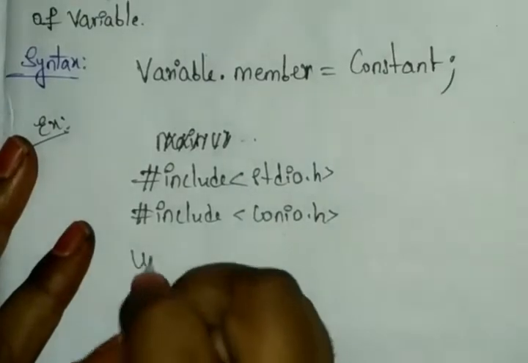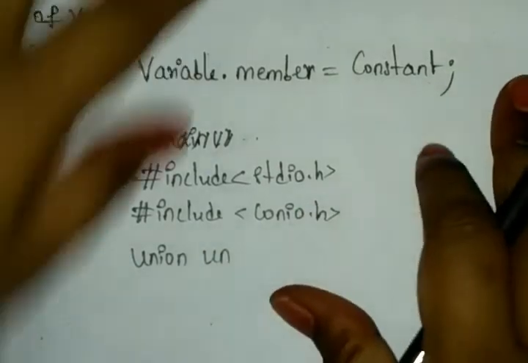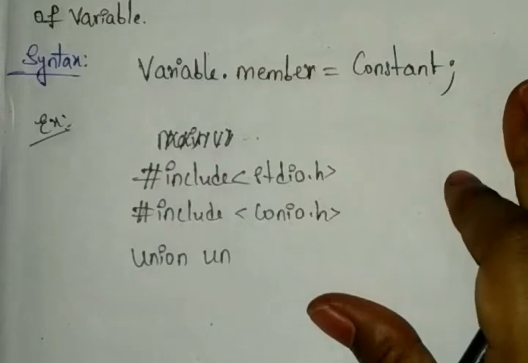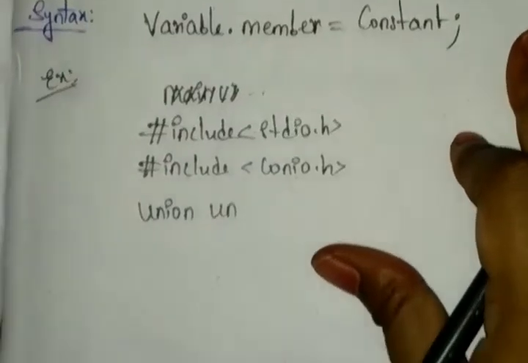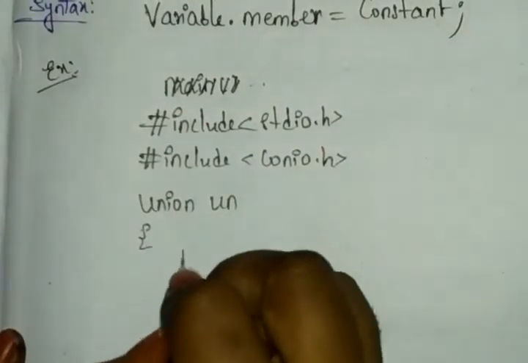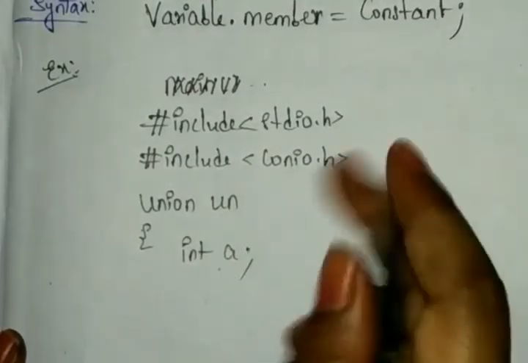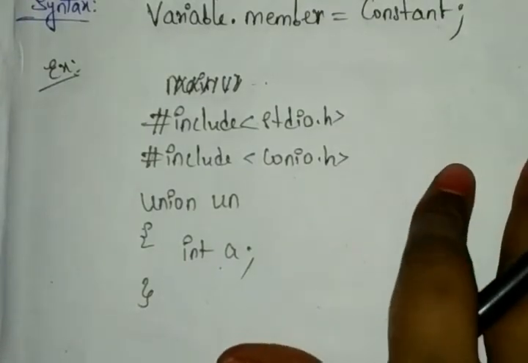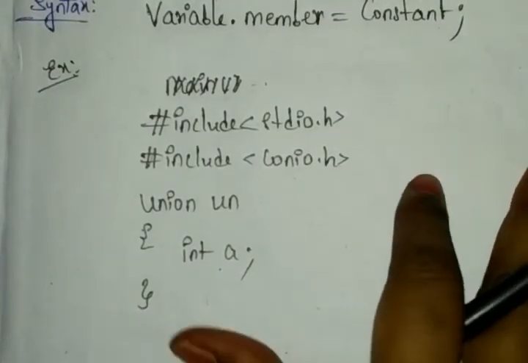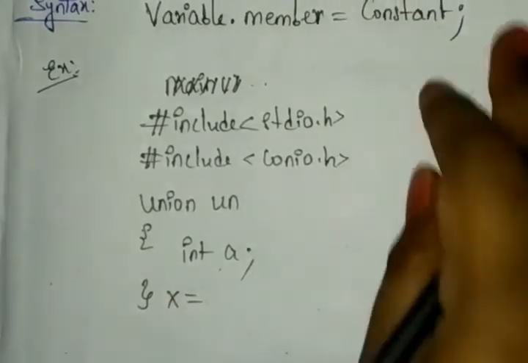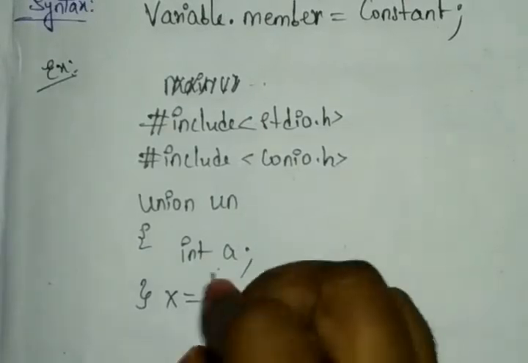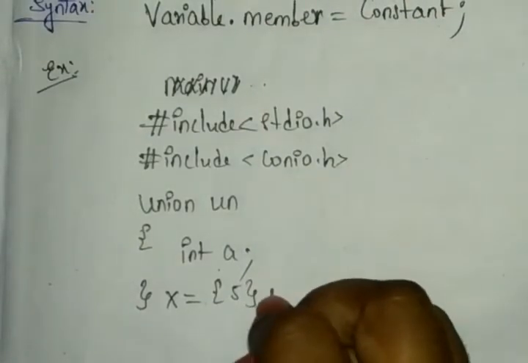Okay, so here I'm taking the union. In the union I'm taking the tag name, that is un. In this we need to take some data type with the union members, right? So here I'm taking int a, and close this. And after that we need to write the union variables, right? So here I'm taking the initialization part for this, that is x equals to 5.